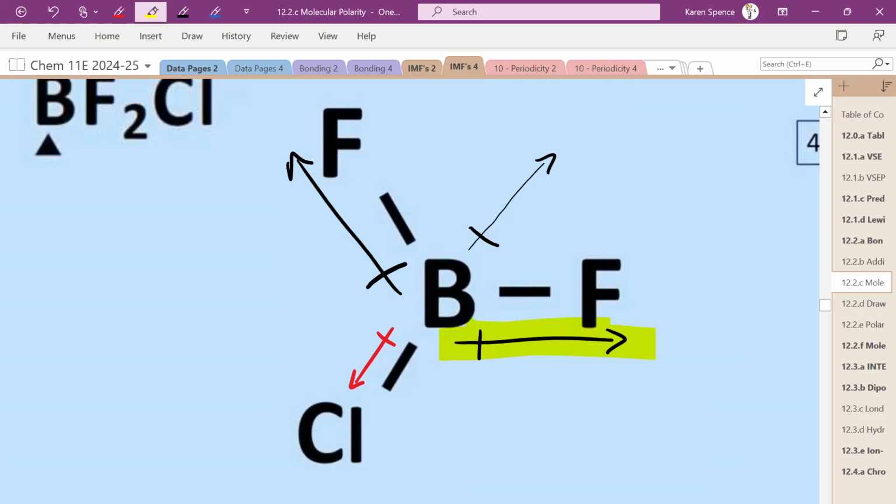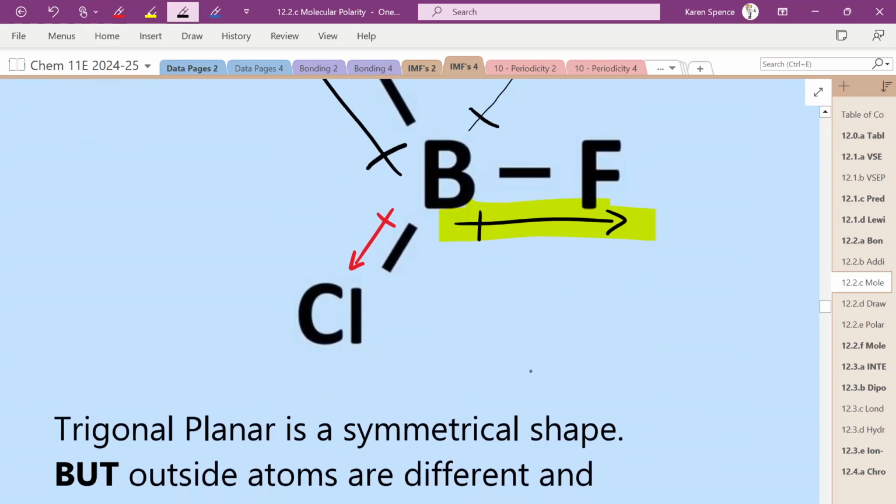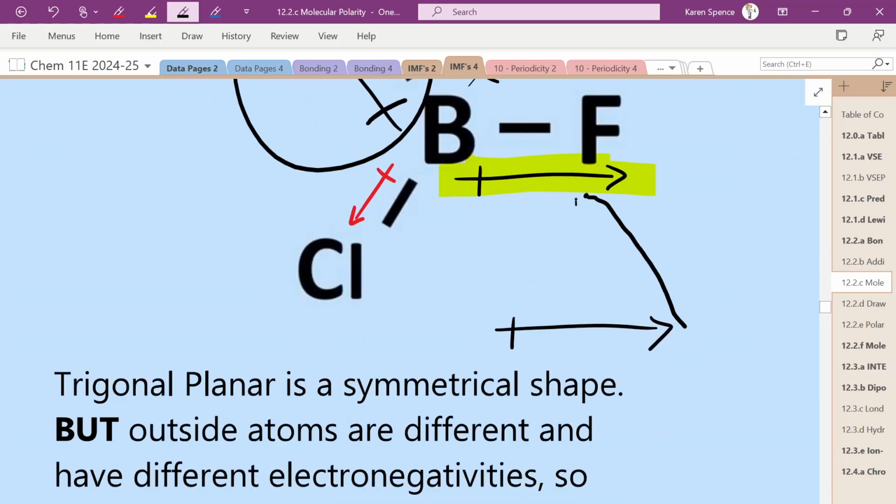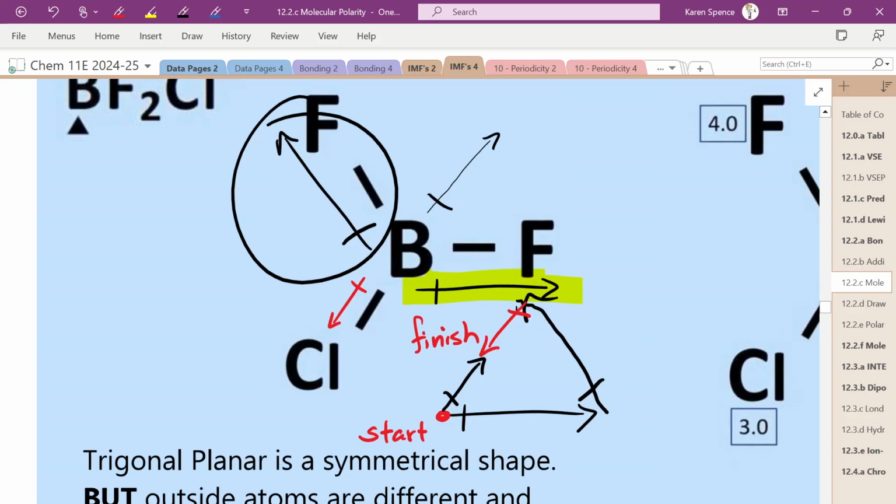I'm going to take this one. I'm going to add this one. And then I'm going to add this one. Yeah? So now, here's my start. Here's my finish. So which direction should it go? Exactly the way that we thought it should.